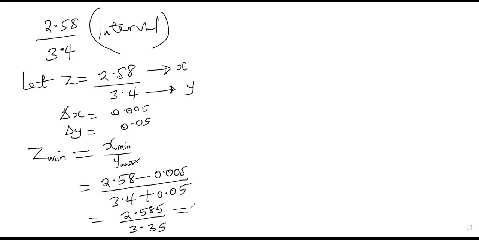Excuse me, teacher. For X minimum, you subtracted the error, so it reduces. Yes, when you subtract the error, you're finding the minimum of the value. When you add the error, you're finding the maximum of the value. And yours is supposed to be 2.575, not 2.585. Oh, yeah, 2.575. I added it instead. Then this is supposed to be 3.45.